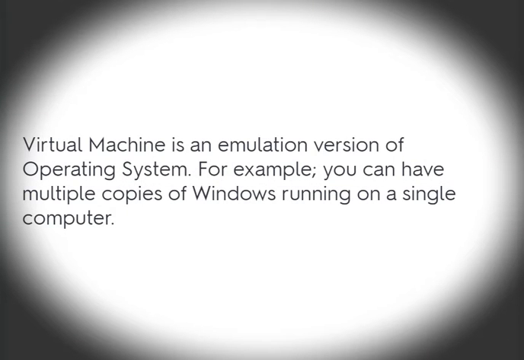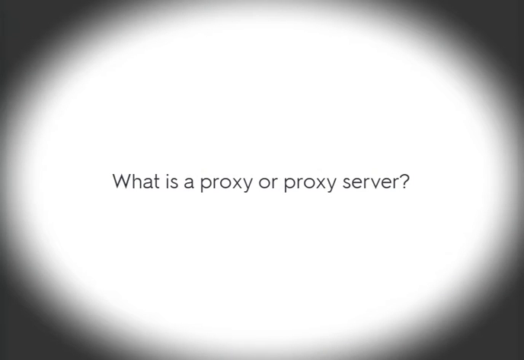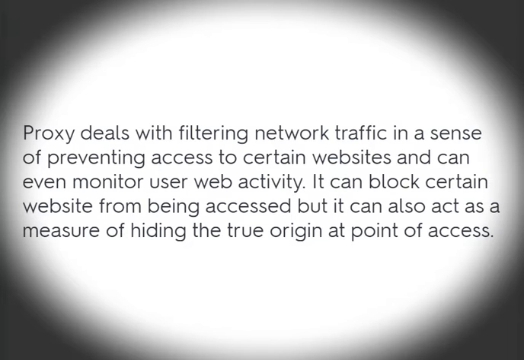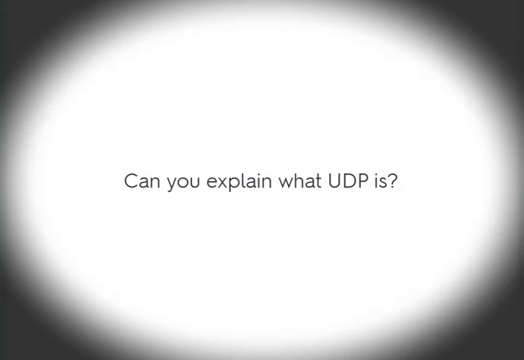Do you know what a virtual machine is? A virtual machine is an emulated version of an operating system. For example, you can have multiple copies of Windows running on a single computer. What is a proxy or proxy server? A proxy deals with filtering network traffic in the sense of preventing access to certain websites, and can even monitor user web activity. It can block certain websites from being accessed, but it can also act as a measure of hiding the true origin at the point of access. Can you explain what UDP is?